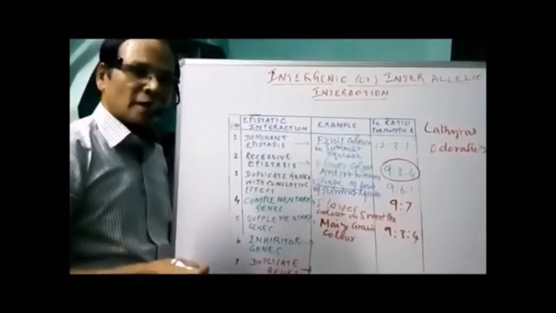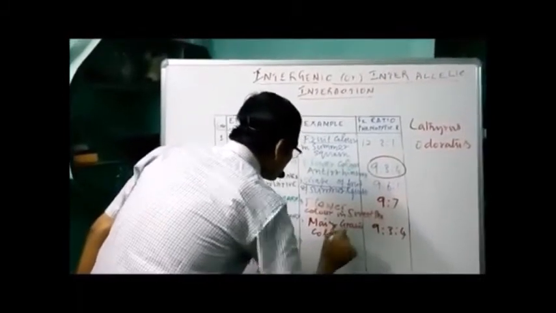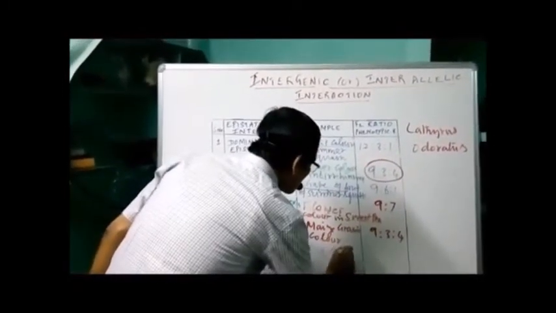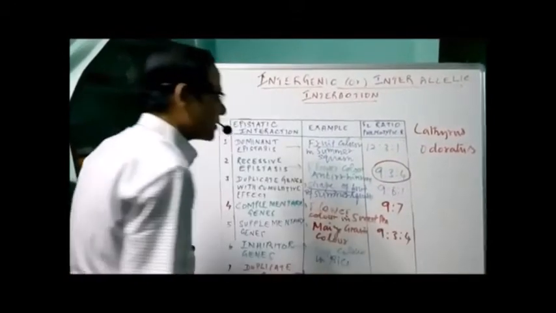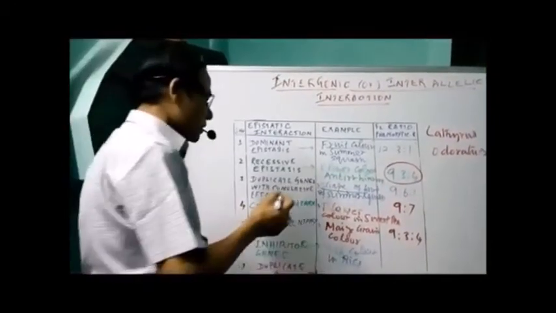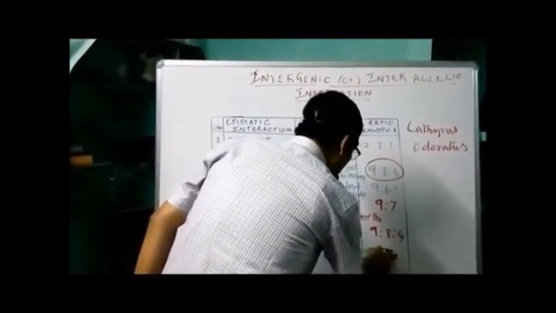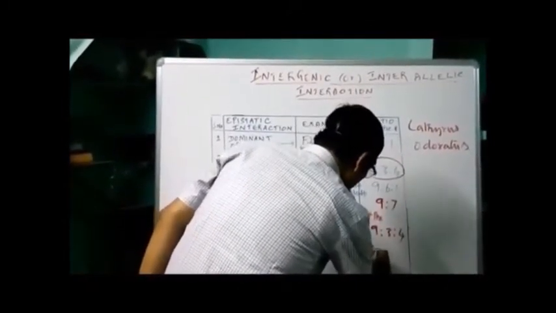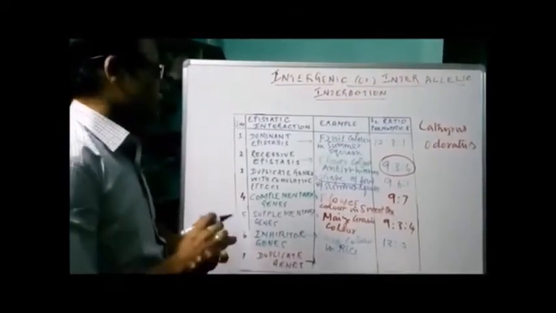Here the example is the leaf color in rice. The ratio is 13:3. Now the last one, duplicate genes.